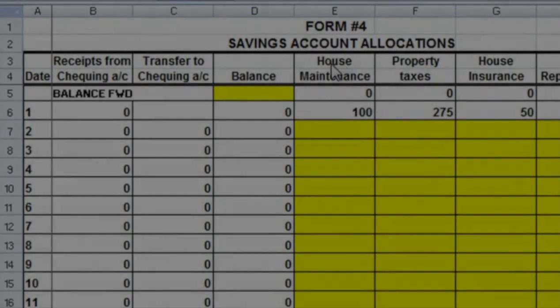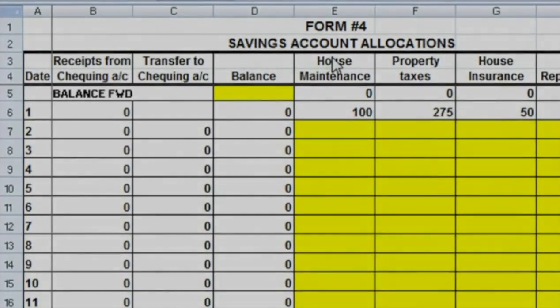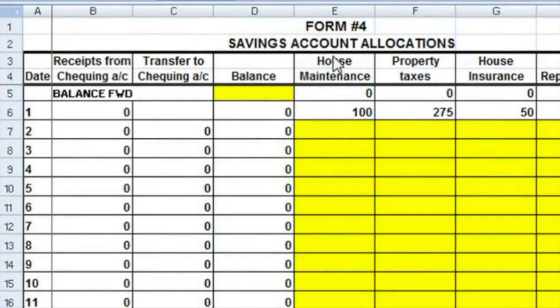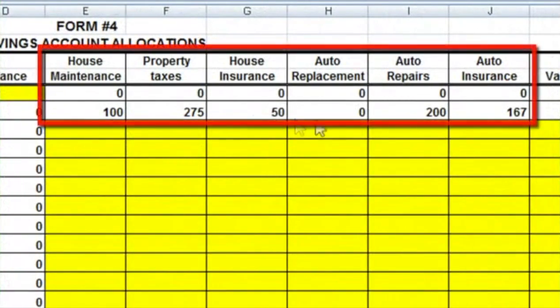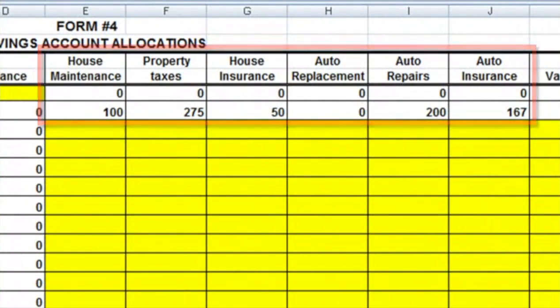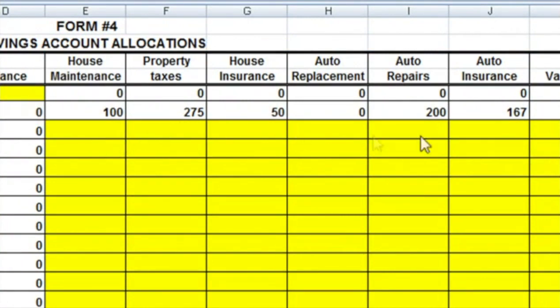This is form number 4, the savings account allocations. The purpose of this form is that when you do save a certain amount each month for the various categories, it automatically allocates the amounts over here across the top to each category. And the whole purpose, by the way, is so that if you have money in your savings account, you can determine how much money is designated for future needs and how much would be surplus funds. And so here's how it works.